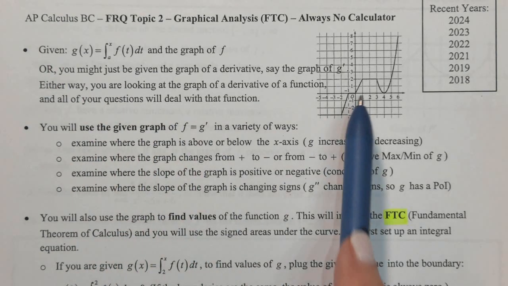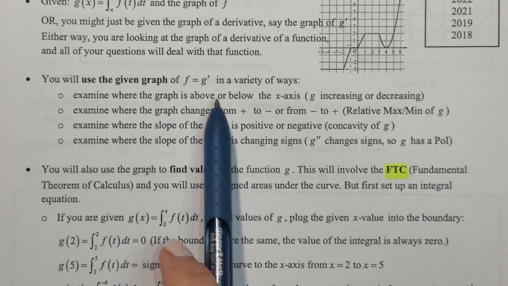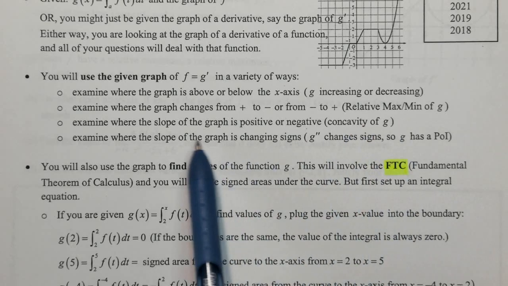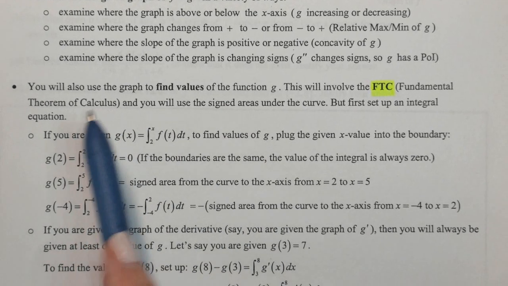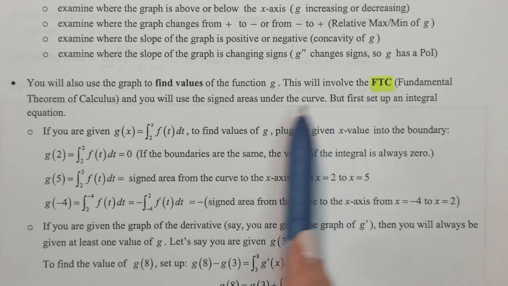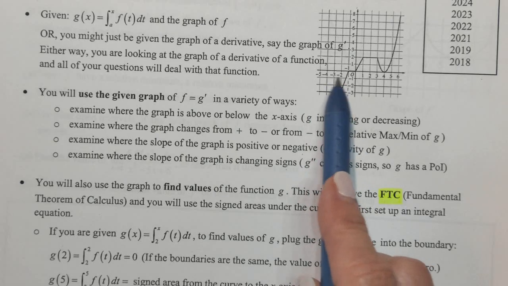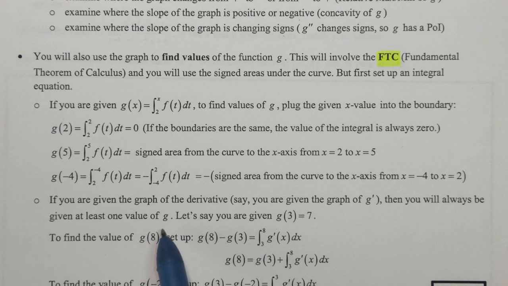Either way, you're looking at the graph of the derivative of a function, and all of your questions will deal with that function. Okay, you'll use the graph to find increasing, decreasing, relative mins and maxes, concavity, points of inflection, things like that. You'll also use the graph to find values of G. That will always involve the fundamental theorem of calculus. You'll use signed areas under the curve. Don't forget it is signed areas, so any region that is below the x-axis will need a negative of that area, and so forth.